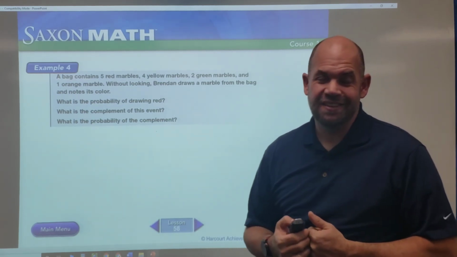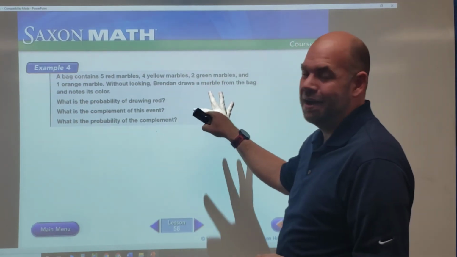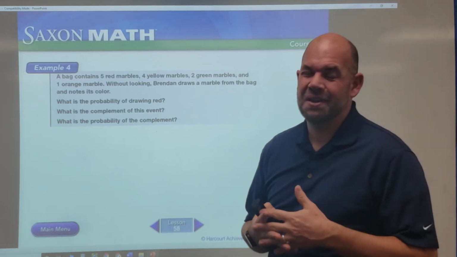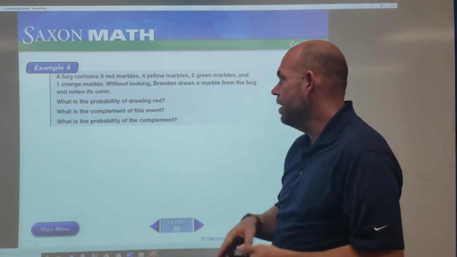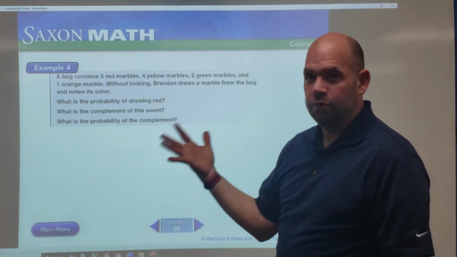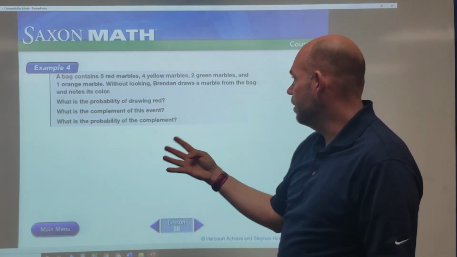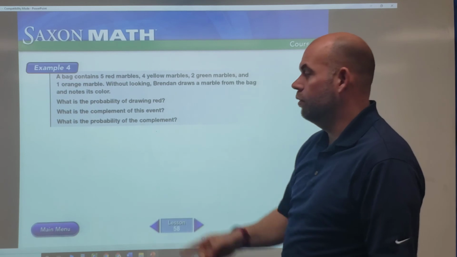Example 4. These are the kind of problems you're going to see on the test. They trick a lot of students up, so let's focus on example 4 here for a while. A bag contains 5 red marbles, 4 yellow marbles, 2 green marbles, and an orange marble.